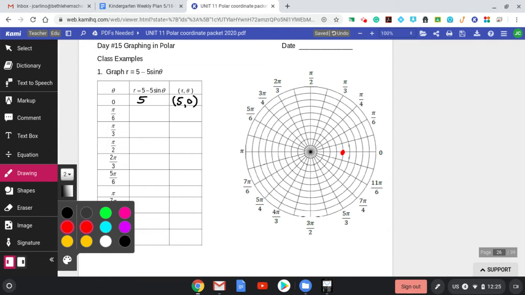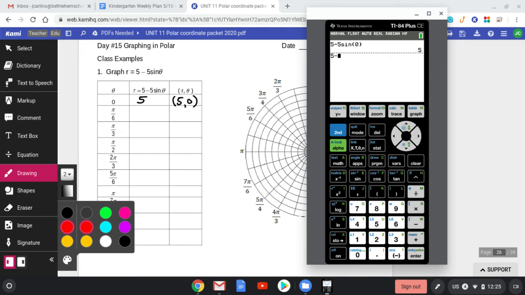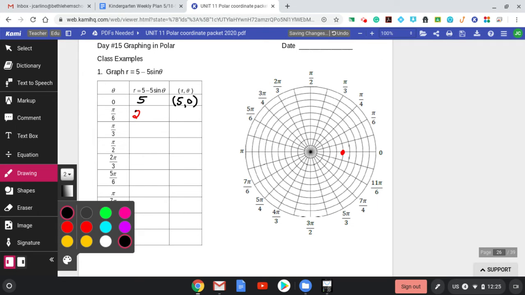All right, let's keep grinding here. Next one, I got 5 minus 5 sine, let's get a fraction template up, pi over 6. It's nice to have the calculator. Now I'm looking at 2.5, so it's going to be 2.5 comma pi over 6. So again, go over to about 2.5. Do your best. So let's see, 1, 2.5 right there.